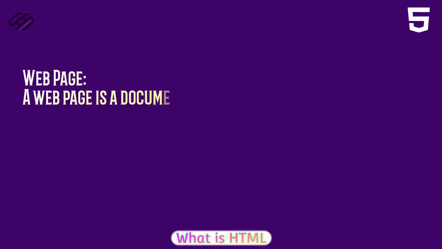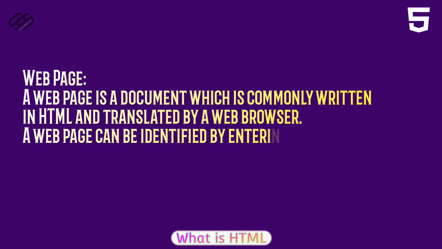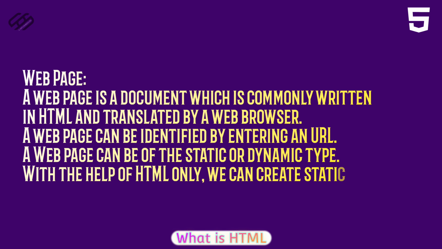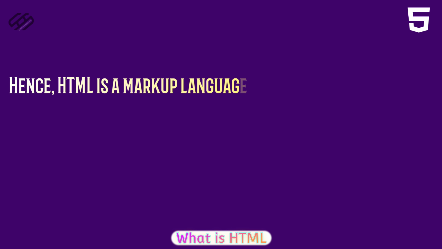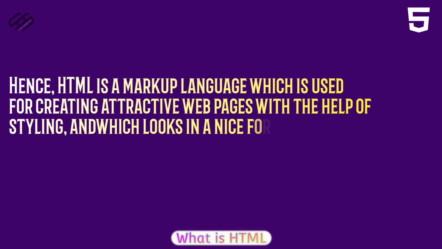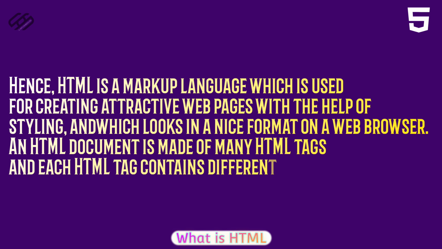Web page. A web page is a document which is commonly written in HTML and translated by a web browser. A web page can be identified by entering a URL. A web page can be of the static or dynamic type. With the help of HTML only, we can create static web pages. Hence, HTML is a markup language which is used for creating attractive web pages with the help of styling, and which looks in a nice format on a web browser.